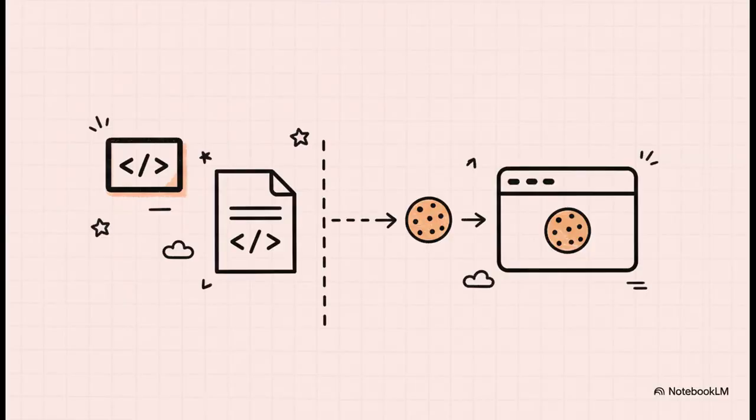Setting a cookie is pretty easy. You just use the setcookie function, give it a name, a value, and tell it when to expire. Now here's the one rule you have to remember. This function has to be called before a single character of HTML is sent. Why? Because cookies are part of the HTTP headers, which always come first.